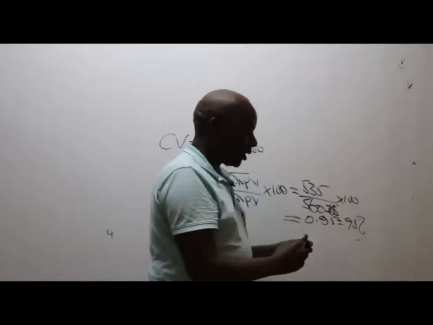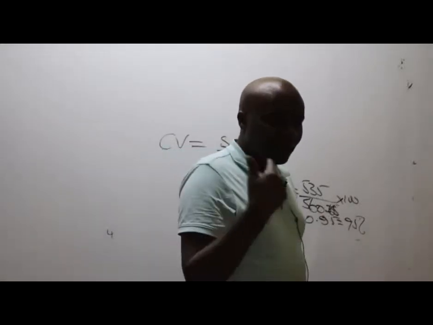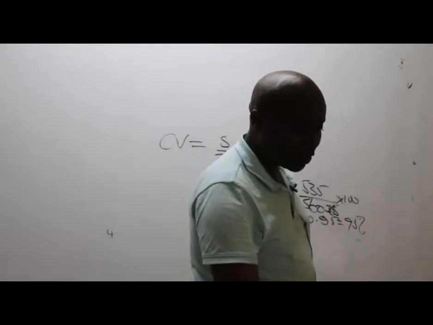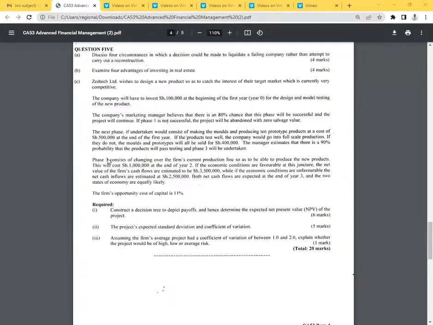Quite huge. It's quite a high risky project, but depends on the comparator. What are they comparing this against? Let's see here. So when you look at Roman 3, assuming the firm's average project had a CV of between 1 and 2, perhaps it could have been 1.5. Explain whether the project would have been of a high, low, or average risk.